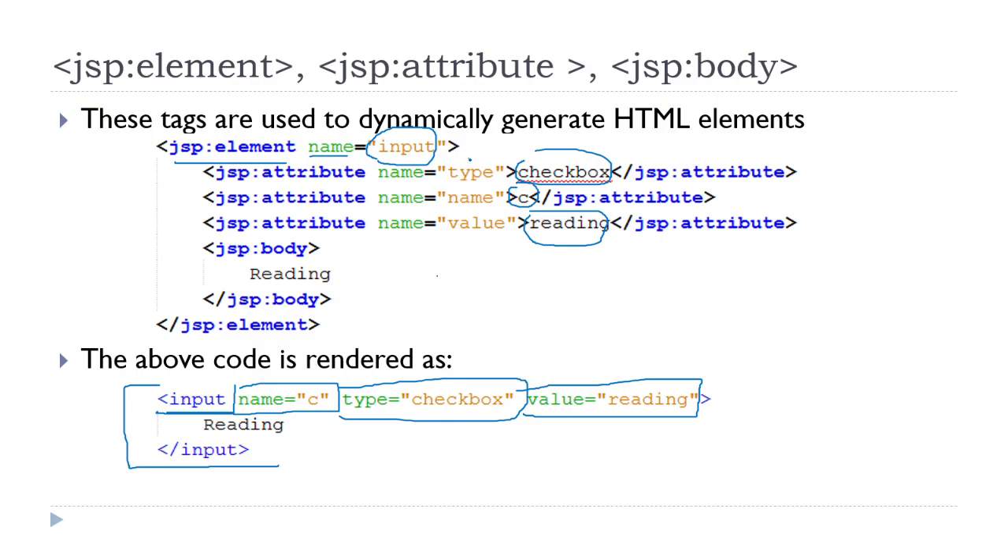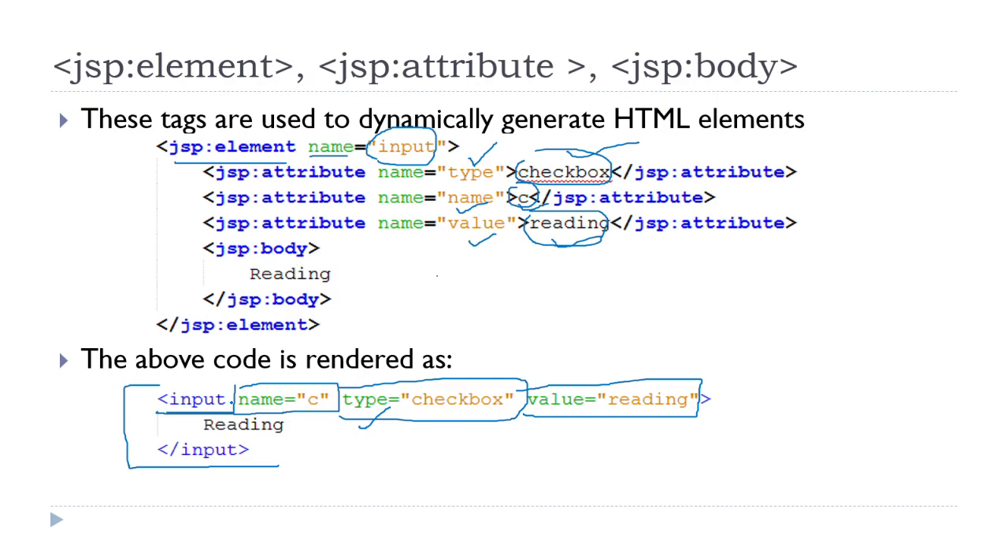So here this is type, and the value is checkbox. We'll specify the value inside the body of this JSP attribute tag. So type is equal to checkbox. Similarly, name is equal to C and value is equal to reading.